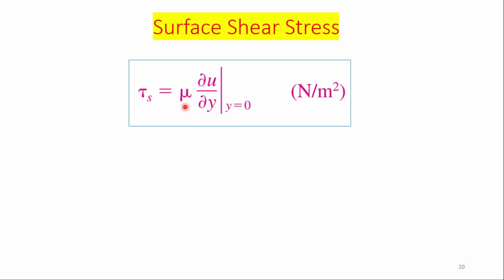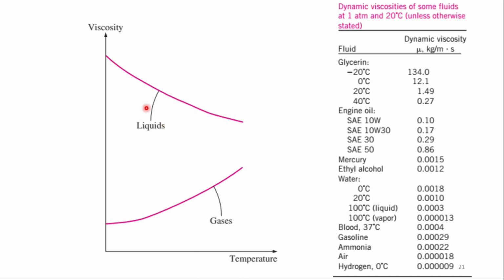And viscosity is simply the resistance to flow, and it is a strong function of temperature. As you can see in the upcoming slide, the viscosity changes with respect to temperature. In the case of gases, the viscosity increases with an increase in temperature, while in the case of liquids, the viscosity in most cases has a decreasing trend.